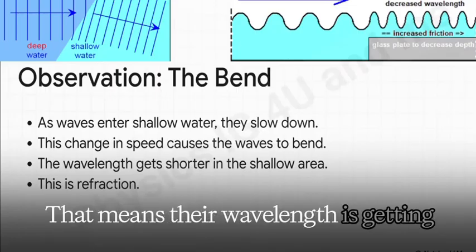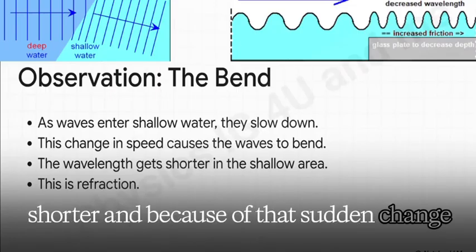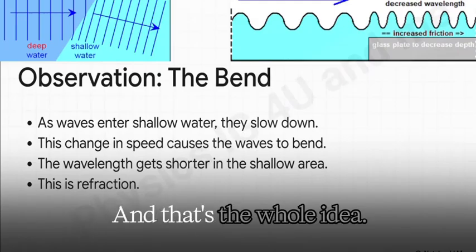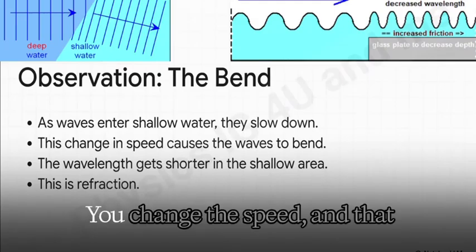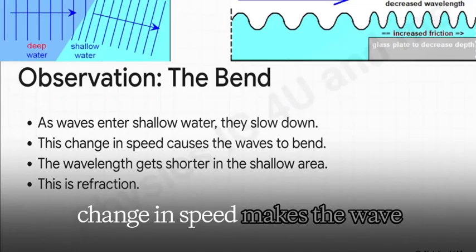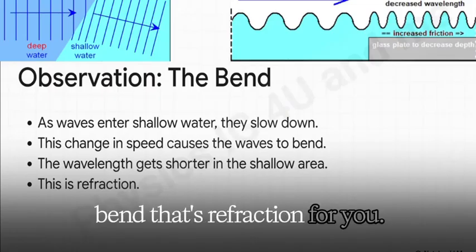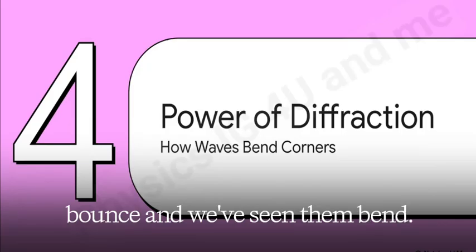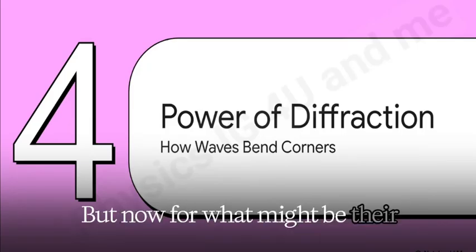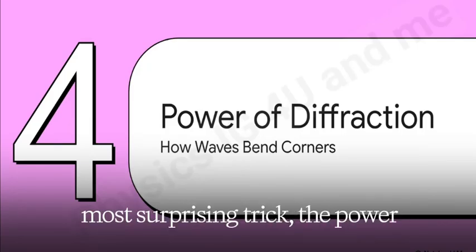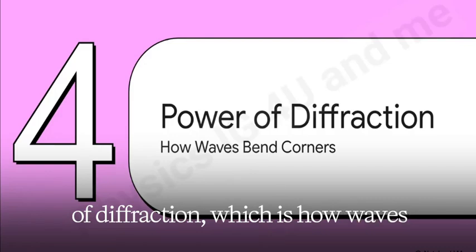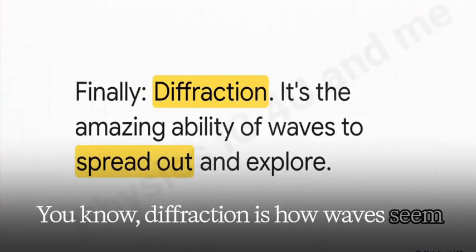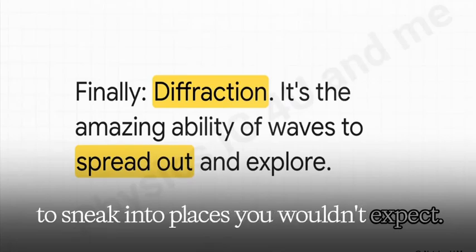That means their wavelength is getting shorter. And because of that sudden change in speed, the whole wavefront just pivots. It bends. And that's the whole idea. Change the medium, you change the speed, and that change in speed makes the wave bend. That's refraction for you. All right, so we've seen waves bounce and we've seen them bend. But now for what might be their most surprising trick: the power of diffraction, which is how waves can actually bend around corners.